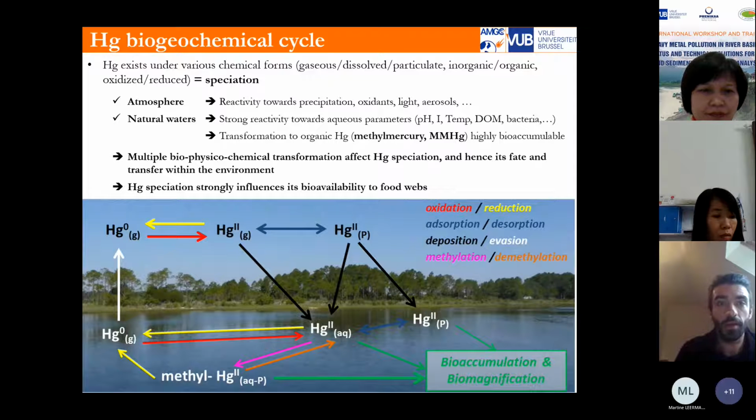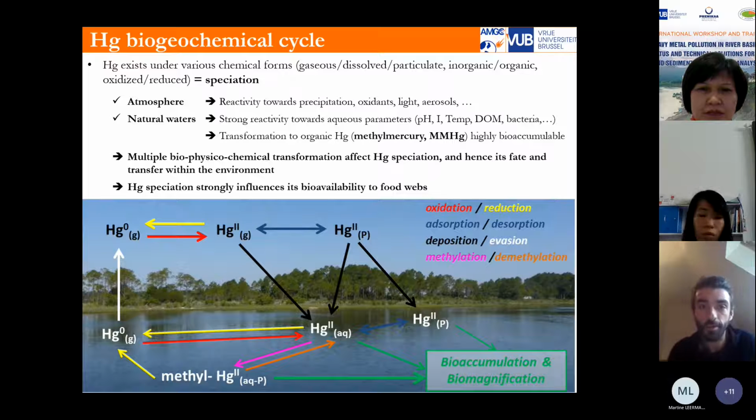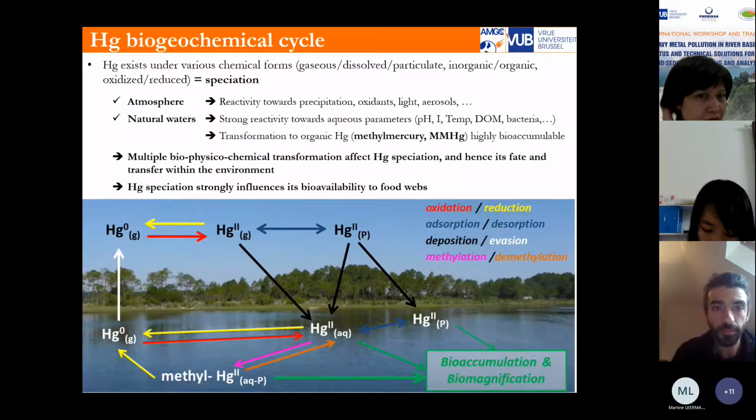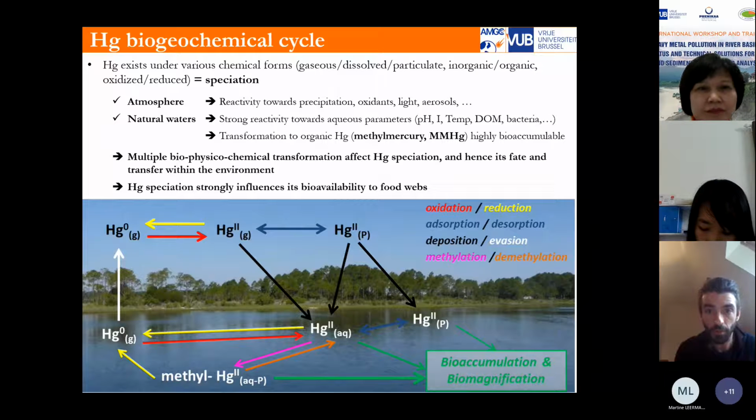So in the atmosphere, mercury is very reactive towards a lot of parameters. And that's the same in natural waters. And what's important in waters is just the transformation of inorganic mercury to the methyl mercury, which is highly bioaccumulable. So here you can see all the main transformations that can happen.